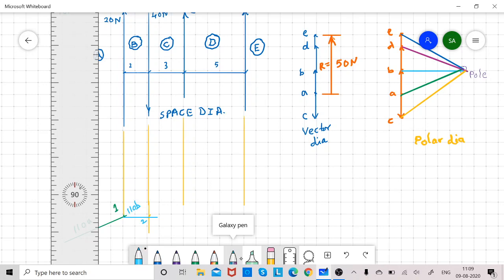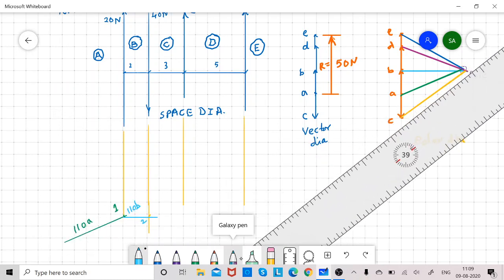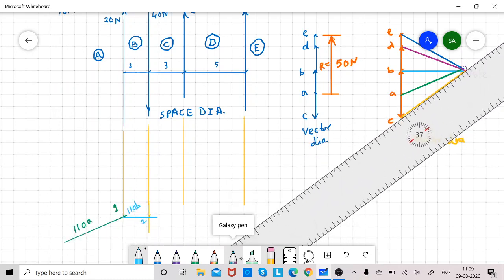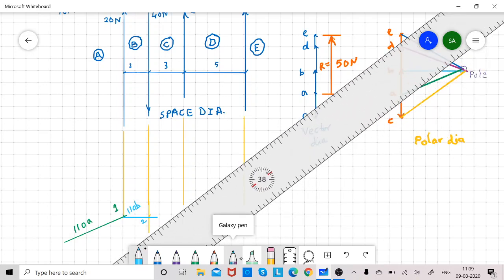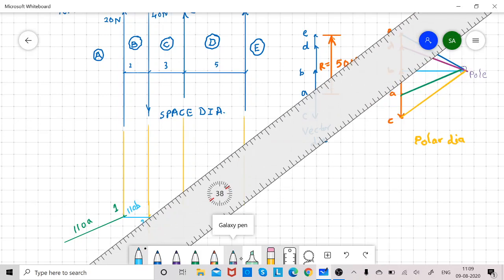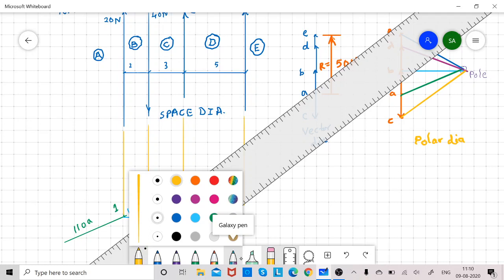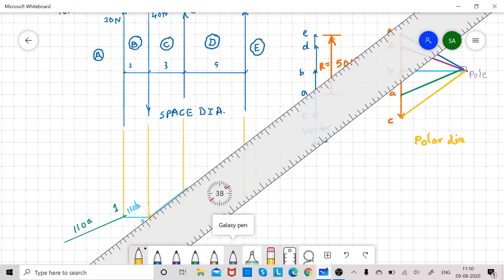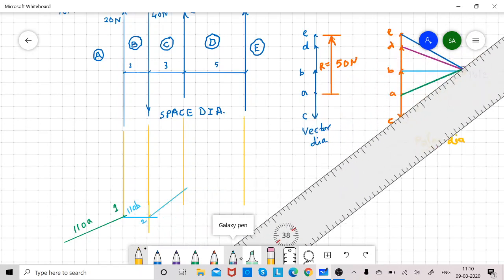Now from point 2 in space C, draw a line parallel to OC. So this is the line parallel to OC, to cut the third force in point number 3.